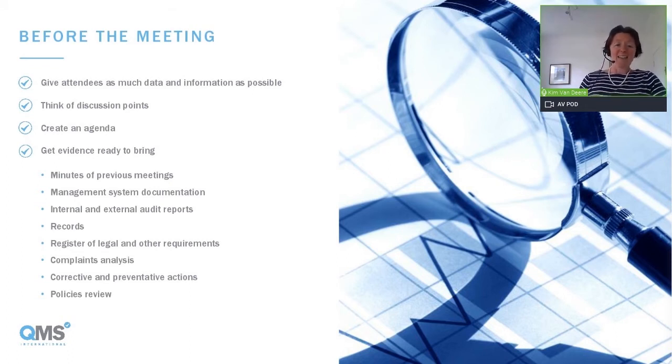Management system documentation. So again, this could be a set of processes that live and connect. It could be a manual. It could be work instructions. It could be literally any kind of form of documented information, things which your organisation deems necessary to run the management system. Internal and external audit reports.